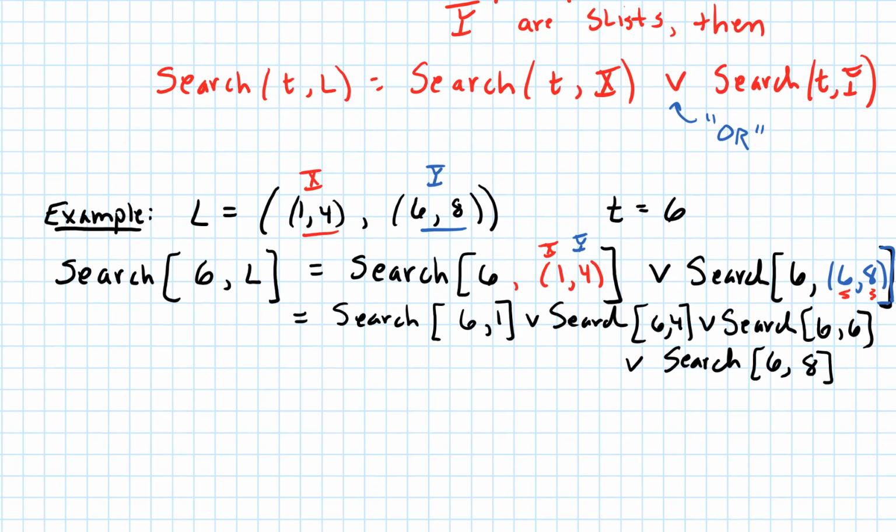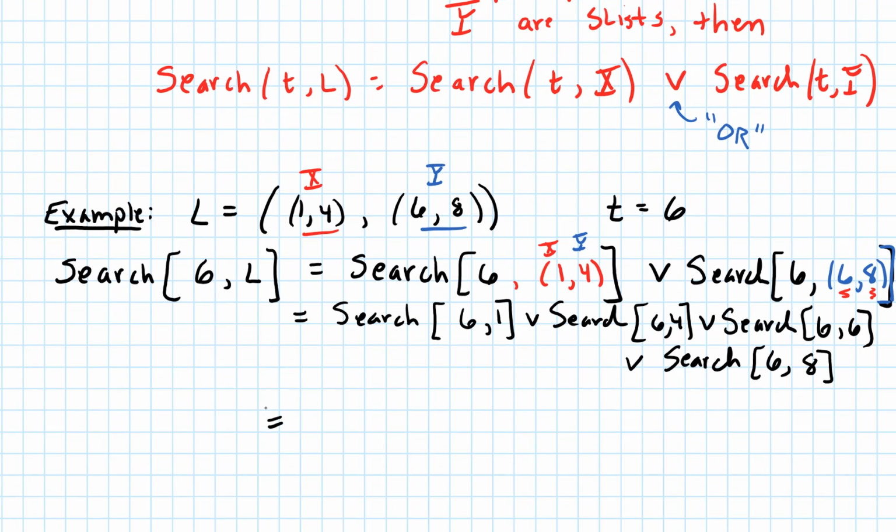All right, so let's work through this. Search 6, 1. Now we're down to the base case of the definition of search. It's now just a direct comparison. Is 6 equal to 1? The answer is no, so the answer for this first piece is going to be false. Similarly here, 6 is not equal to 4, so we've got another false. 6 is equal to 6, so that's going to be a true. And the last evaluation, 6 is not equal to 8, so that's a false.